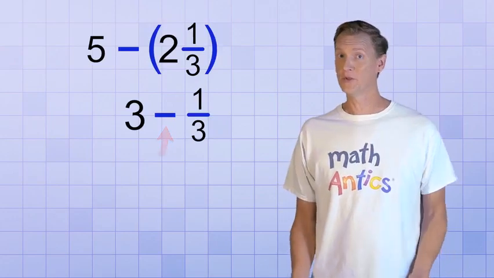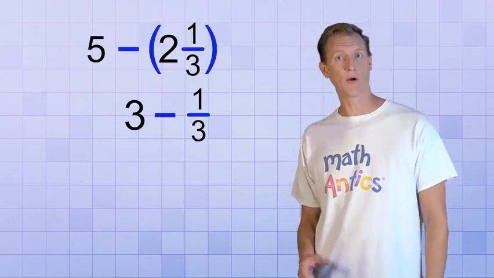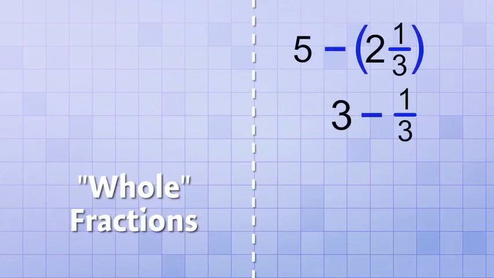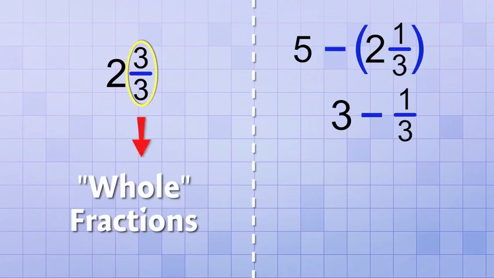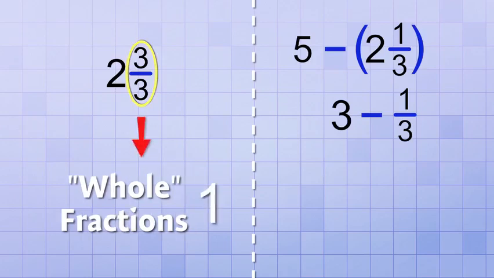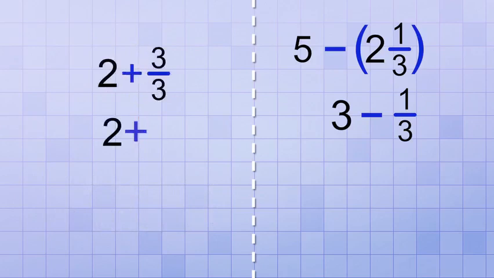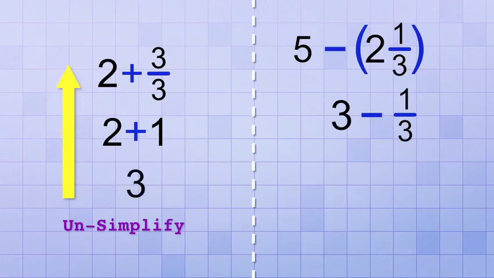That might seem hard to do, unless you remember what we learned about whole fractions in the last video. When adding mixed numbers, sometimes we'd get an answer like this, 2 3/3. But since 3/3 is what I call a whole fraction, its value is just 1. And we learned that we could simplify an answer like that. 2 3/3 is 2 plus 1, which is 3. Well, how about if we just do that same process in reverse? Instead of simplifying, let's unsimplify.